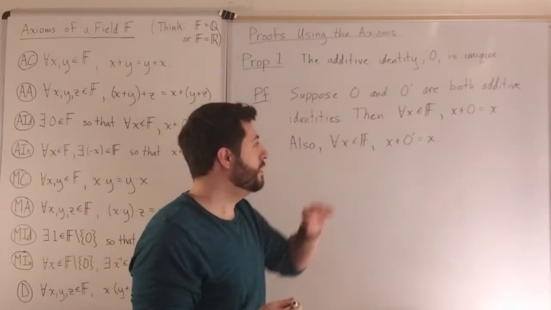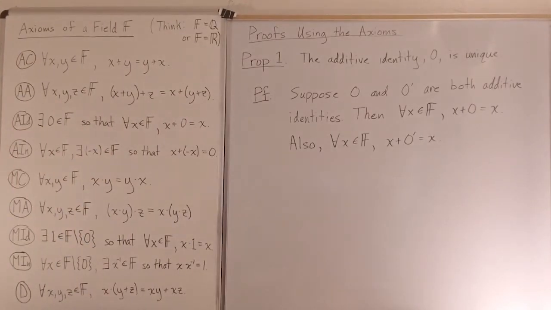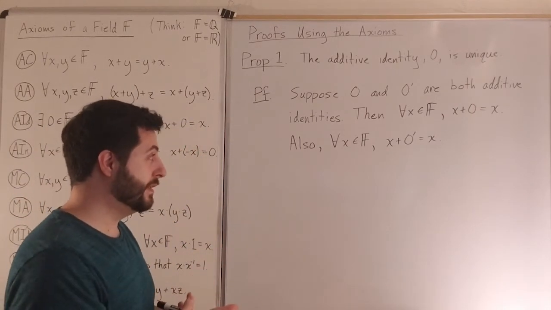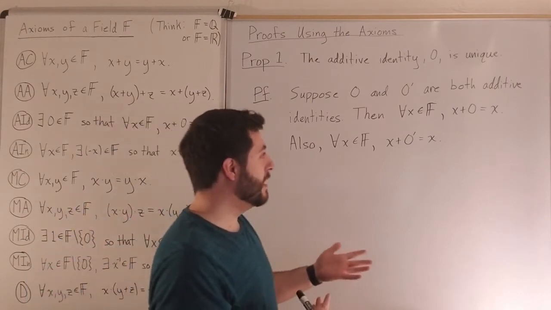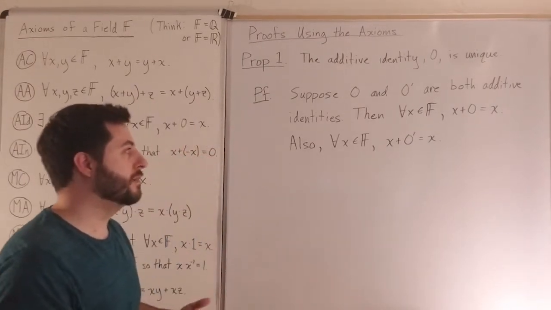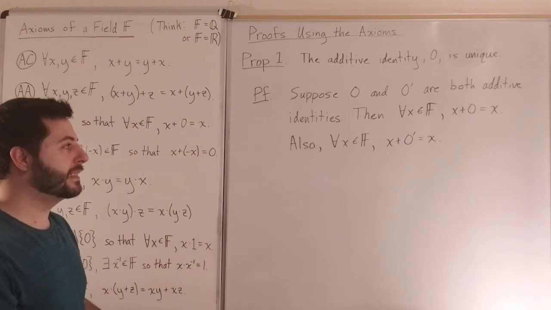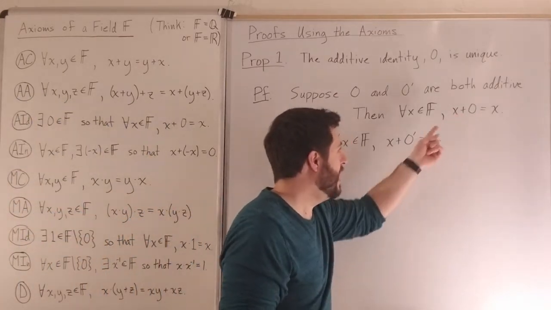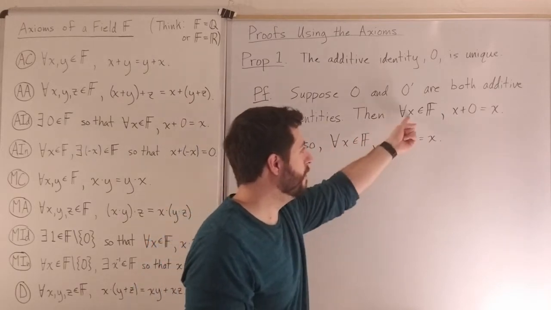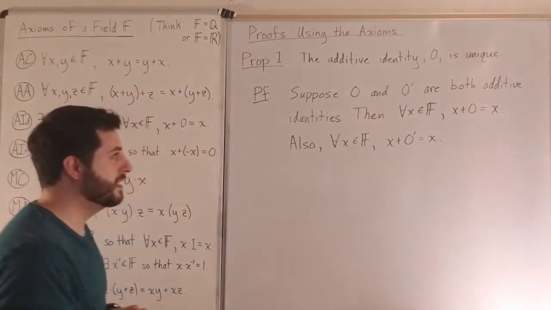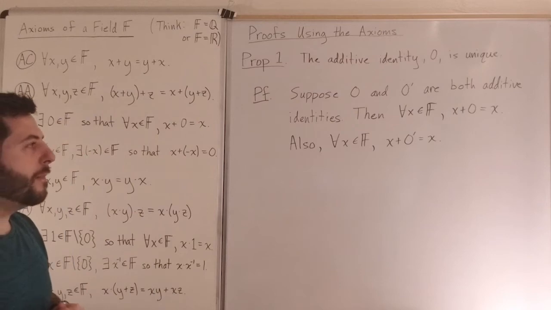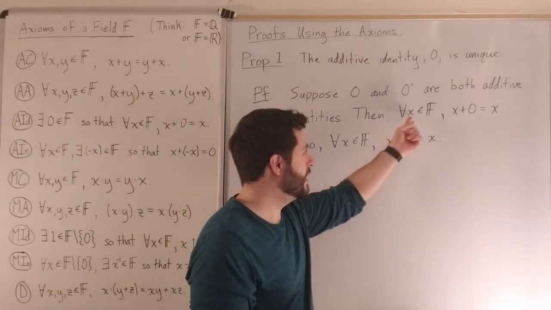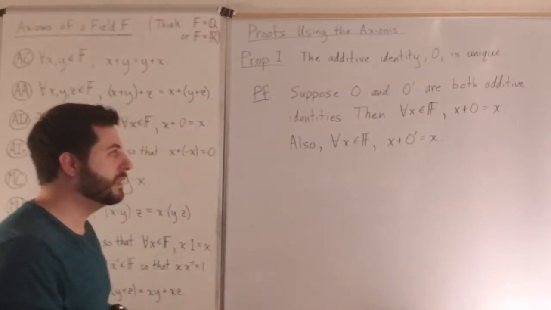So we have 2 potentially different zeros. We're eventually going to want to show that they're equal to each other. For now, we've just written down what it means for them both to be zeros, for them both to be additive identities. So we have these 2 equations we can work with, and those 2 equations should work for every single x in the field. We want to take advantage of this. We're going to exploit the fact that we can plug in whatever x we want.